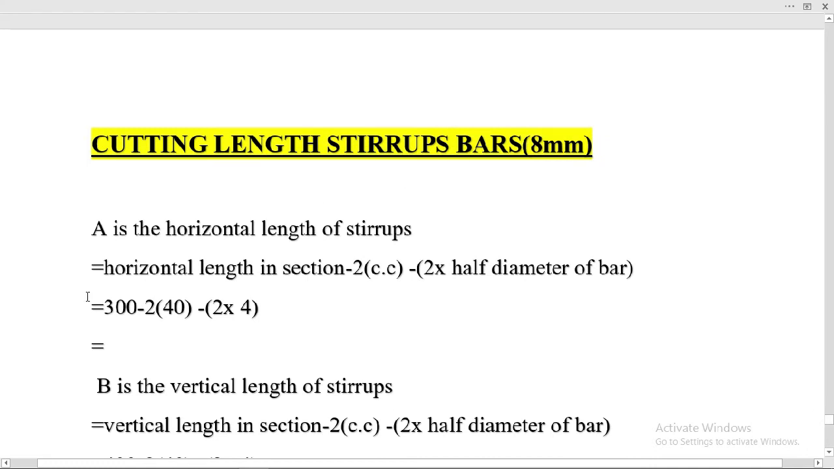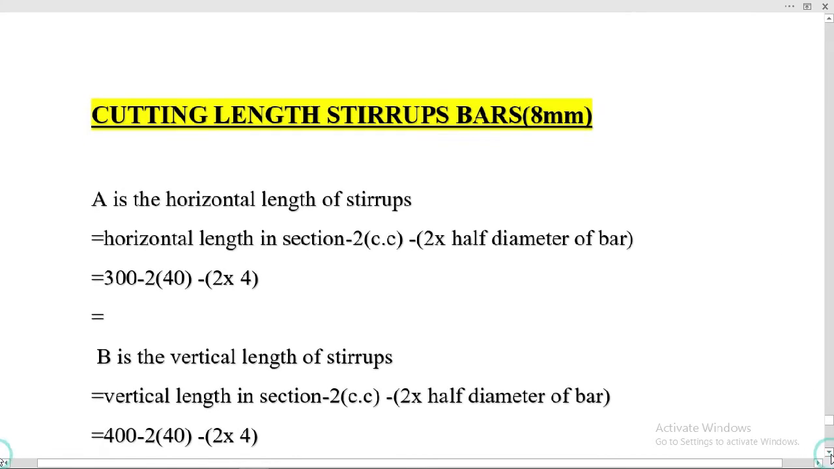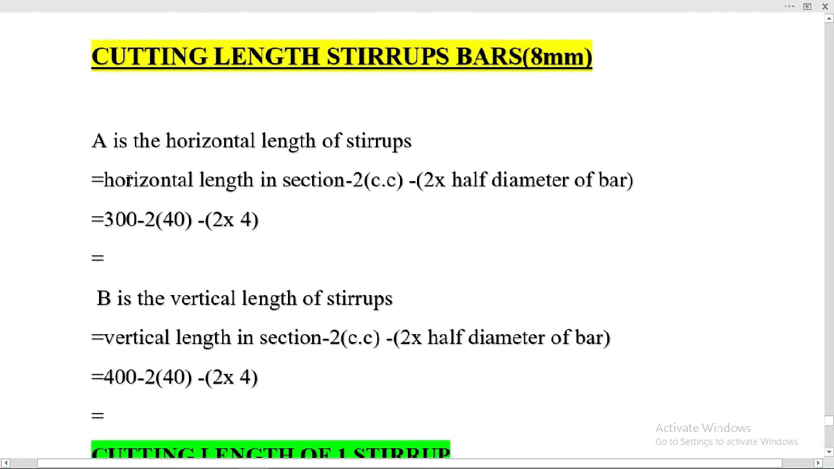Here this formula we already have discussed in the last lecture, that A is the horizontal length of the stirrups. First we will calculate the horizontal length of the stirrups, then B is the vertical length of the stirrups. Horizontal length in the section minus 2 concrete cover minus 2 half of the diameter of the bar.